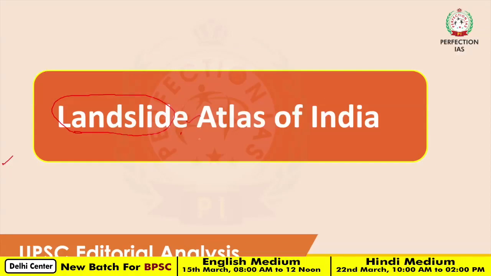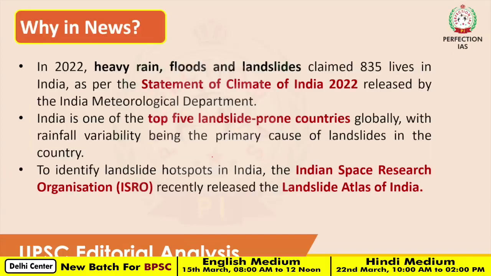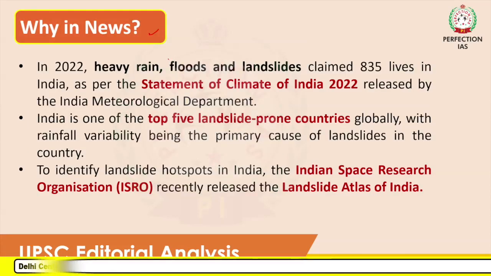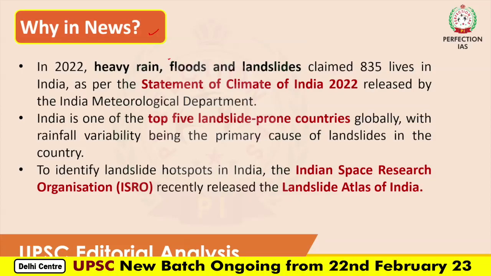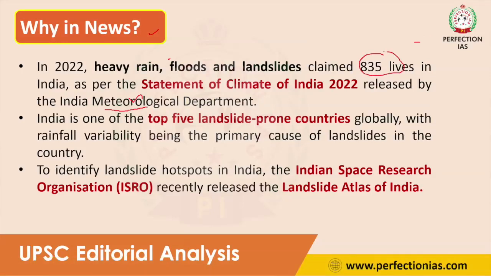First, let us discuss the context of the topic. Why was this topic in the news? According to a recent report, the State of Climate of India report, released by the Indian Meteorological Department, around 835 people died due to heavy rainfall, flood and landslide. Because of these three events, around 835 people died in a single year in India.